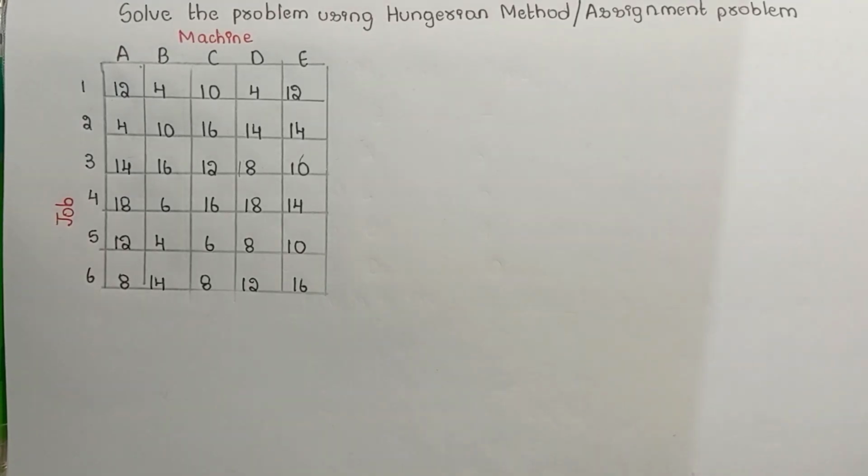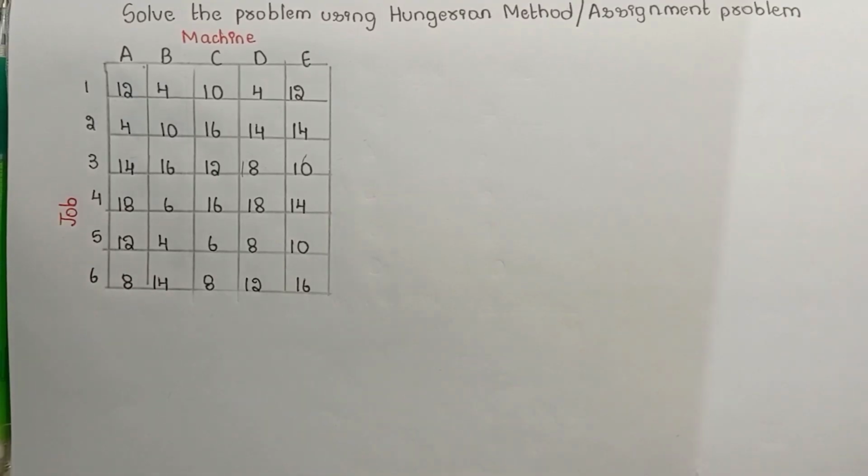As I said in the previous video, if we want to check whether it is balanced or unbalanced, we have to check the number of rows and the number of columns. If it is a balanced problem, the number of rows and the number of columns will be equal. If it is an unbalanced problem, the number of rows and the number of columns will not be equal. So if it is an unbalanced problem, we have to convert it to a balanced problem and solve it. So let's check whether it is a balanced or unbalanced problem.